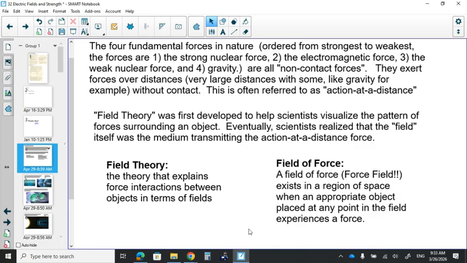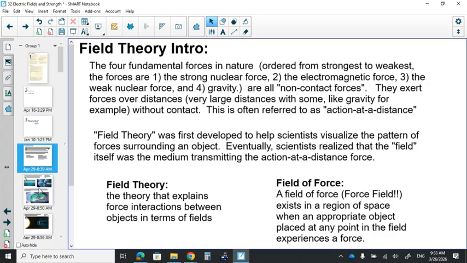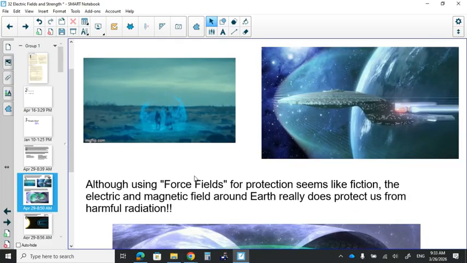So if you have an electric charge put near another electric charge, it's going to experience an electric force. So there's an electric field, right? So that's the idea. Obviously, when I said force field there, it kind of invokes the idea of science fiction, you know, using the idea of force fields and so on. They have these protective force fields and so on.